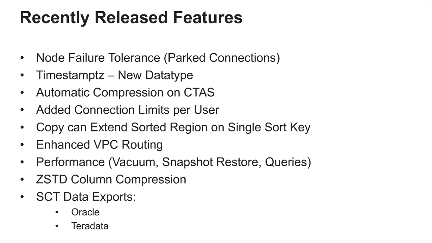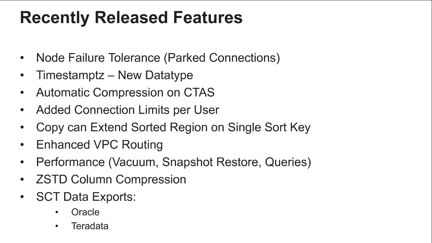The next is a security feature called enhanced VPC routing. What this does is it forces Redshift to route data through your VPC when connecting to S3, and this allows you to place VPC endpoints, policies onto the connection so you can restrict which buckets and stuff that Redshift can access.